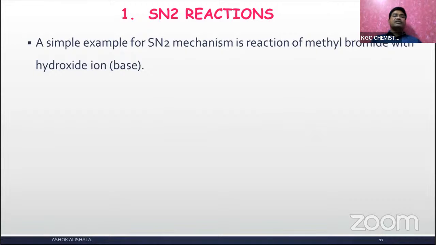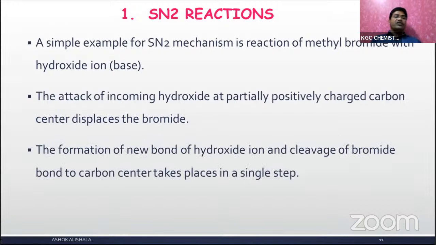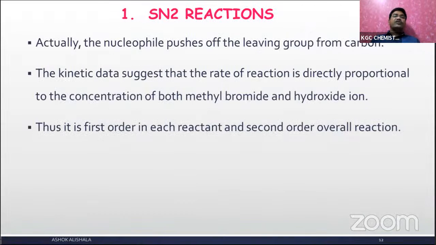A simple example for the SN2 reaction mechanism is the reaction of methyl bromide with hydroxide ion base. The attack of the incoming hydroxide ion at the partially positively charged carbon center displaces the bromide. I will tell you the mechanism. The formation of a new bond with hydroxide ion and cleavage of the bromide bond at the carbon center takes place in a single step. Let us see this mechanism now. Actually, the nucleophile pushes off the leaving group from the carbon. The kinetic data suggests that the rate of reaction is directly proportional to the concentration of both. This is a very, very important point.